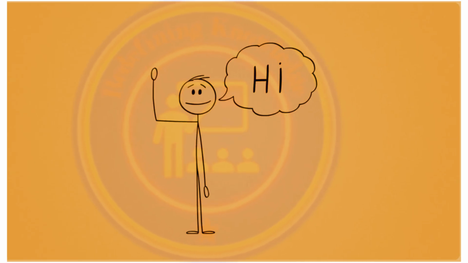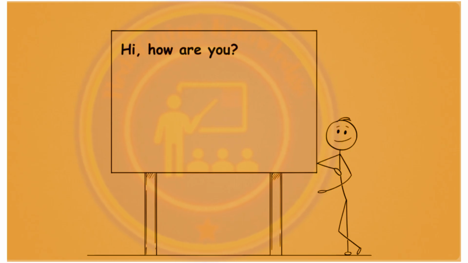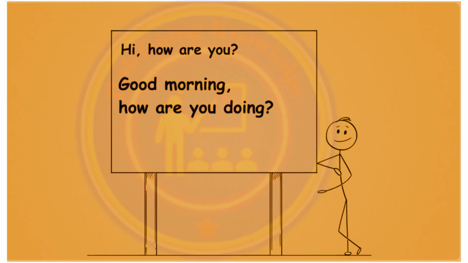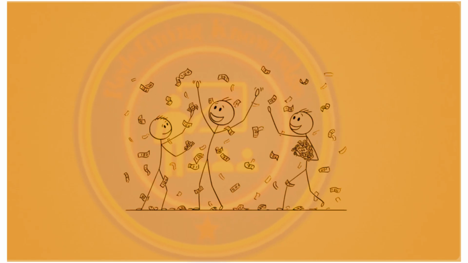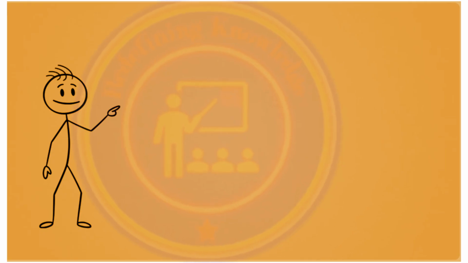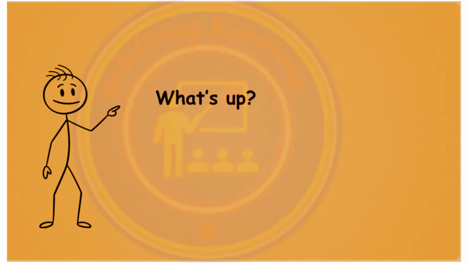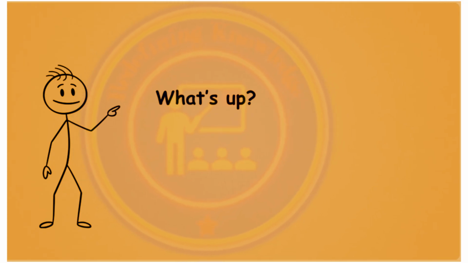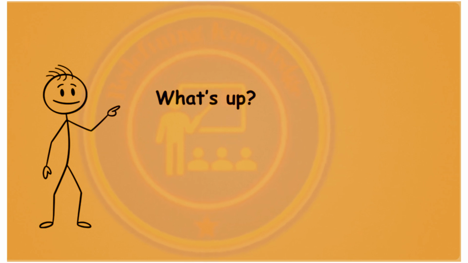Most people begin with a very simple greeting. For example, hi, how are you? Good morning, how are you doing? Hey, how is it going? These are very common and very easy. There's also a very casual sentence. What's up? This is very friendly, so you should use this with friends or people close to your age.